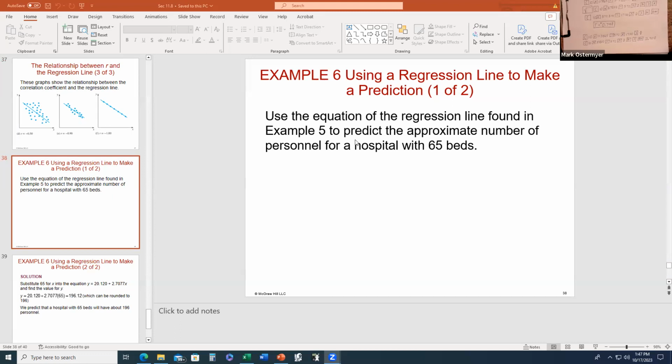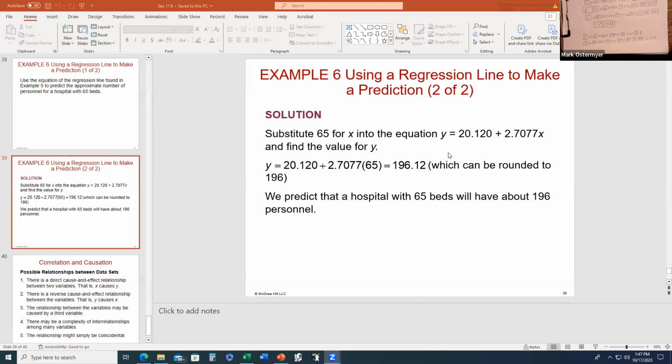And here they're having us use the regression equation we found for the hospital ordered pair data set to make a prediction. If a hospital has 65 beds in it, we would literally replace the X variable in our linear equation with 65, multiply it by 2.7077 and add to that 20.120 to predict that such a hospital would have about 196 employees. Okay. Would you have faith in this prediction?